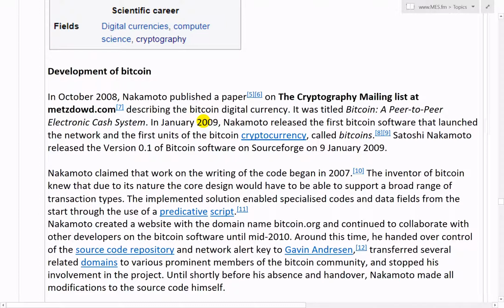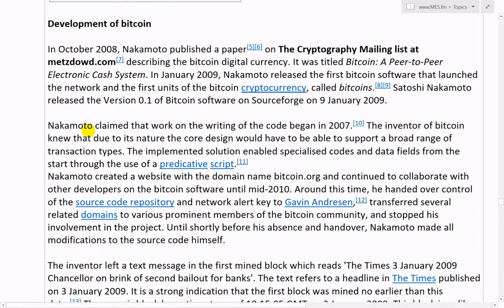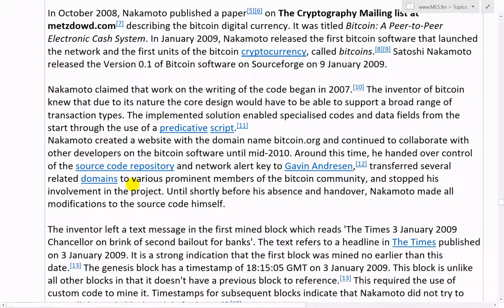So, development of Bitcoin. In October 2008, Nakamoto published a paper on the cryptography mailing list at metzdown.com describing the Bitcoin digital currency. It was titled "Bitcoin: A Peer-to-Peer Electronic Cash System." In January 2009, Nakamoto released the first Bitcoin software that launched the network and the first units of the Bitcoin cryptocurrency, called bitcoins. Satoshi Nakamoto released version 0.1 of the Bitcoin software on SourceForge on January 9th, 2009.